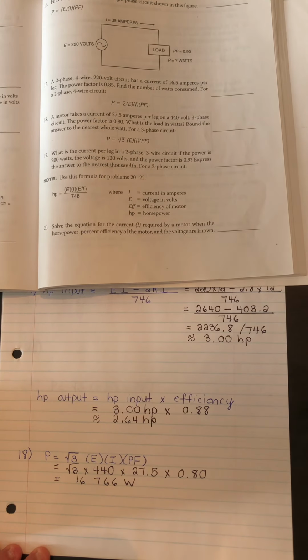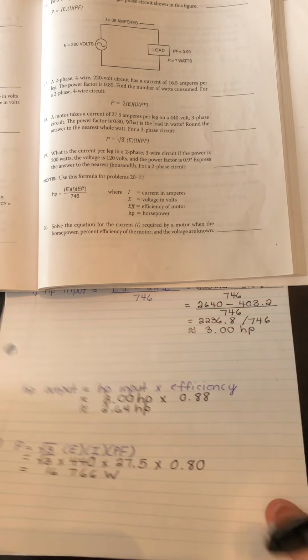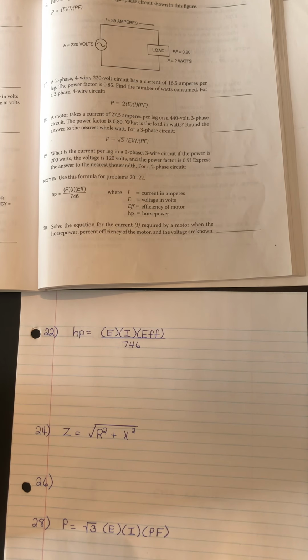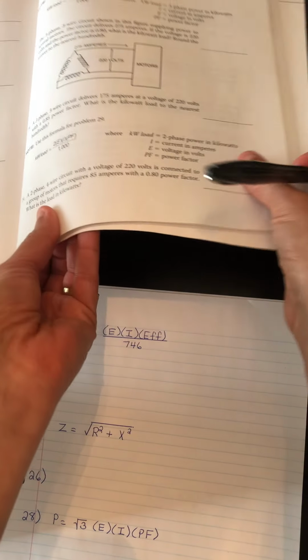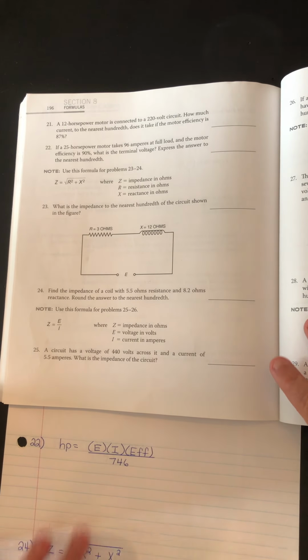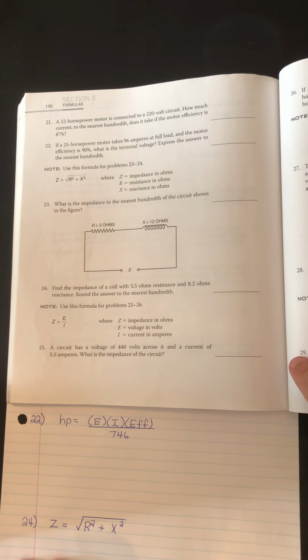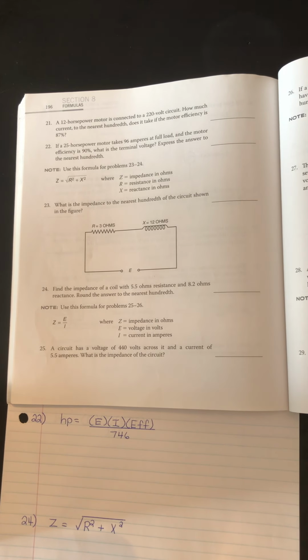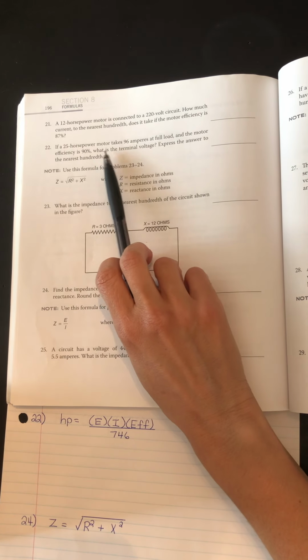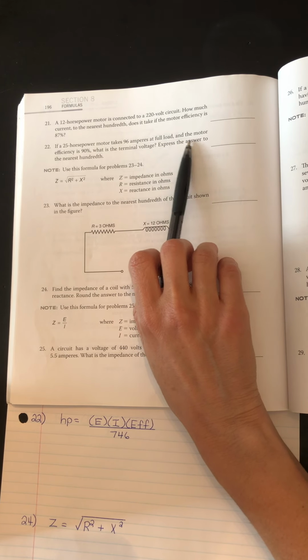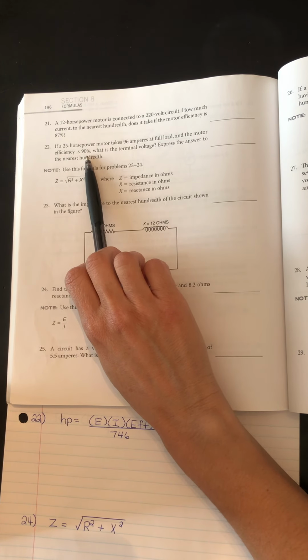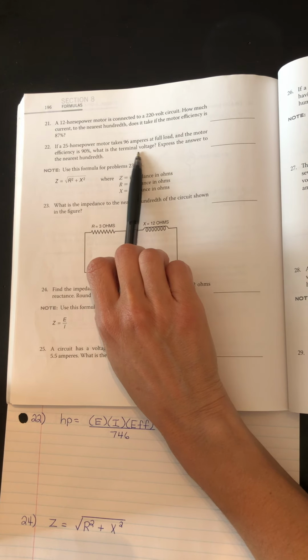Okay, so let's continue with 22. Okay, so let me get a set up here for good viewing. Here we go. So problem 22 says, if a 25 horsepower motor takes 96 amperes at full load and the motor efficiency is 90%, what is the terminal voltage?